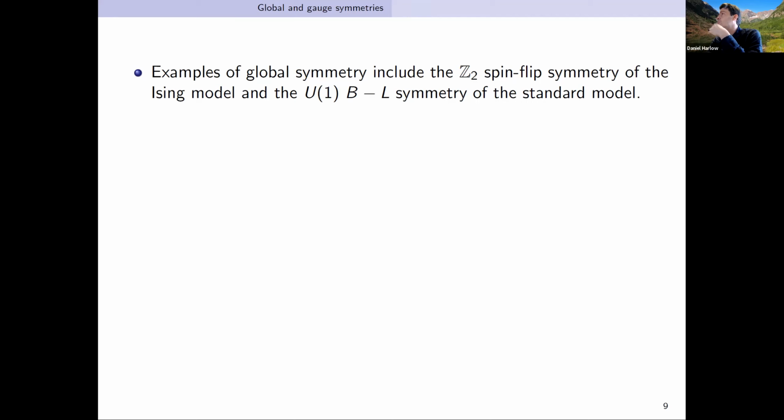Another example, maybe more familiar to particle physicists, is that in the standard model there's a global symmetry which is generated by B minus L, where B is baryon number and L is lepton number. That is an exact global symmetry of the standard model, as far as we can tell. It's possible that it could be broken if neutrinos have Majorana masses, but we don't know whether they do or not.